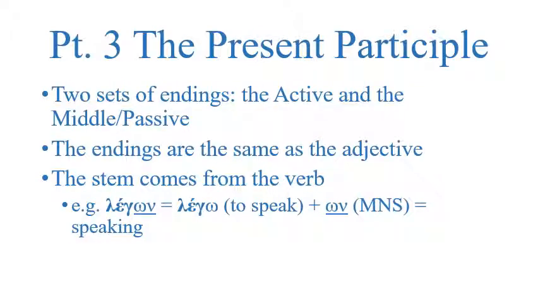This brings us to part 3, which is looking at the way that the present participle looks in Greek. It's important to know that it has two sets of endings. It has an ending for the present active participle, and then the present middle and passive participles share a set of endings. The good news is the endings are the same as the adjective. The stem in this case comes from whatever verb that we're working with. The example here will be from the verb lego, which means to speak. And the stem is the part before the last vowel, leg, lambda, epsilon, gamma.